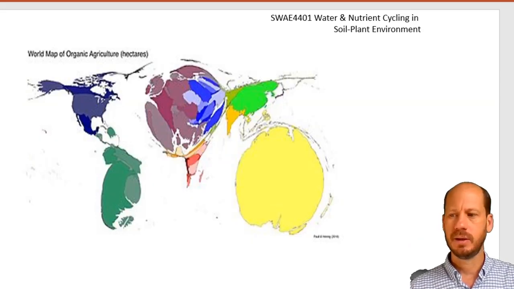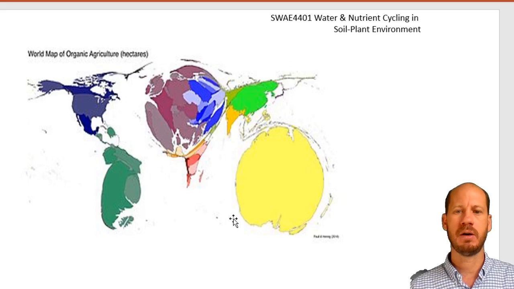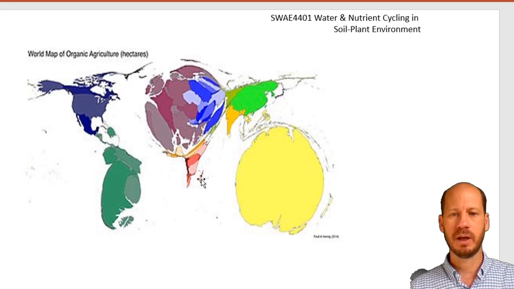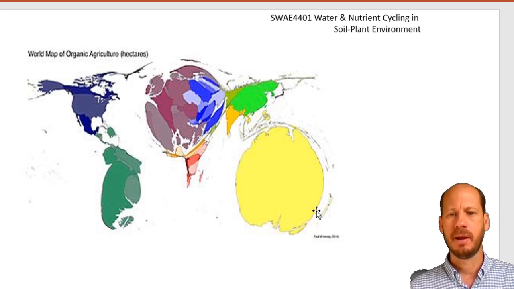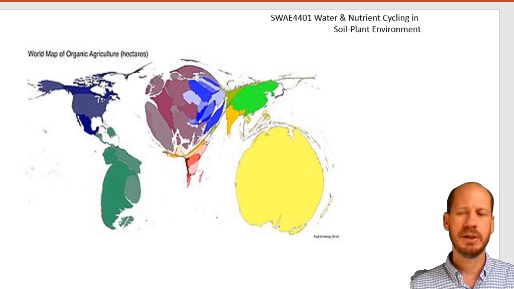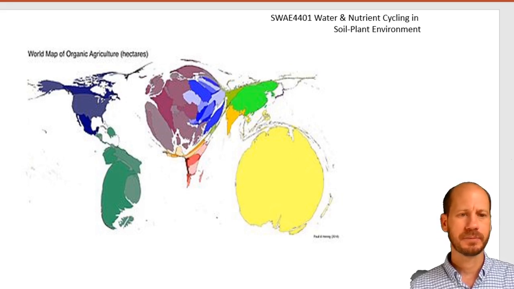This is the distorted world map accounting for how much organic farming area, in hectares, there is. You will see that in Latin America, Brazil has a very low amount of organic farming. In Africa, also a very low amount. The majority of organic farming is in Europe, North America, and Australia. So this is how the area of organic farming is distributed worldwide these days.